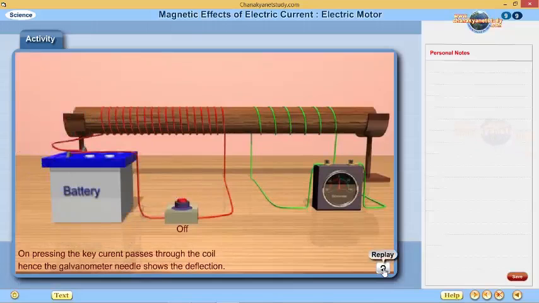Observations. As the key is plugged, current passes through the coil. The galvanometer shows deflection for very short time. As the current in coil 1 becomes steady, the galvanometer shows zero deflection. That is, its pointer turns to the zero mark at the center of the scale.